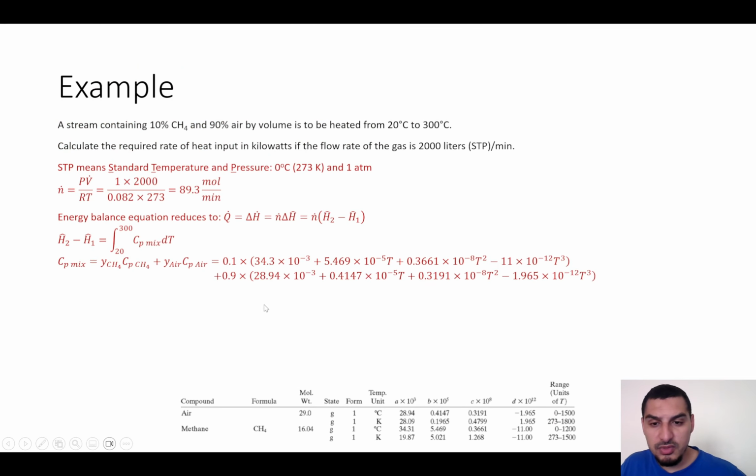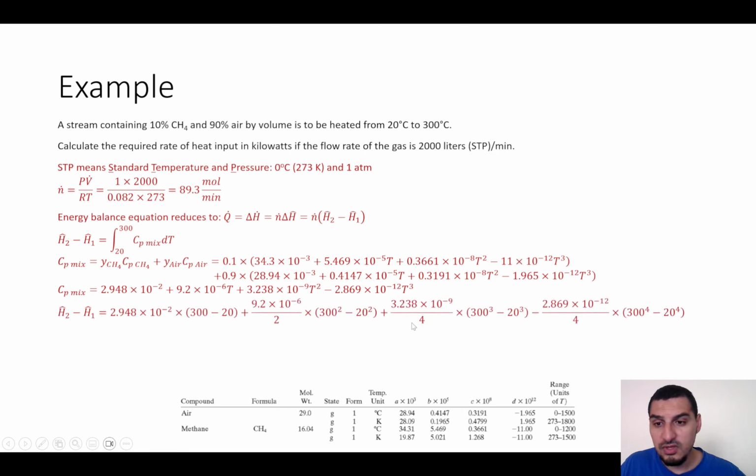And then I added 0.9 multiplied by the constants of air. And then this is the Cp of the mixture. I got the coefficients of T power 0 together, the coefficients of T power 1 together, T power 2 together, and T power 3 together. And finally, the equation is what you see here. This is the equation after doing the integration and substituting with the limits of integration, and then we can calculate delta H to be 8.69 kilojoules per mole.